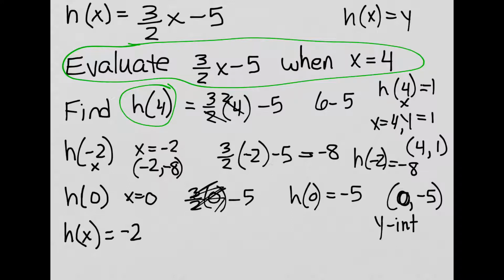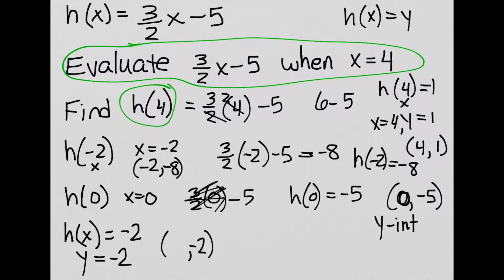Okay, this time we're looking for x. But remember, we could replace that whole h of x thing with y if we wanted to help us make sense of this problem. That means we're looking for the x coordinate of the point. This time we know the y coordinate. It's -2 because h of x is the same as y. So, how can we figure out what x is?